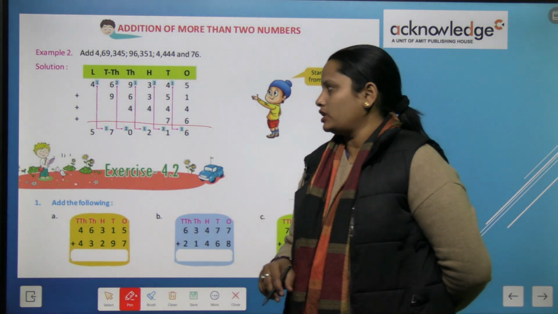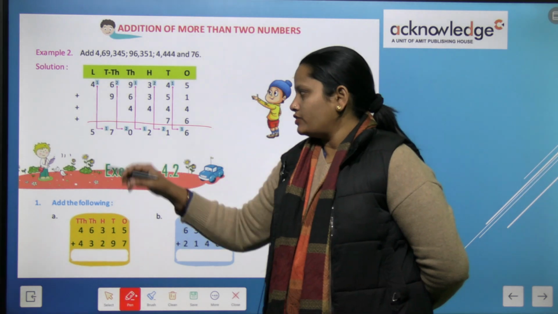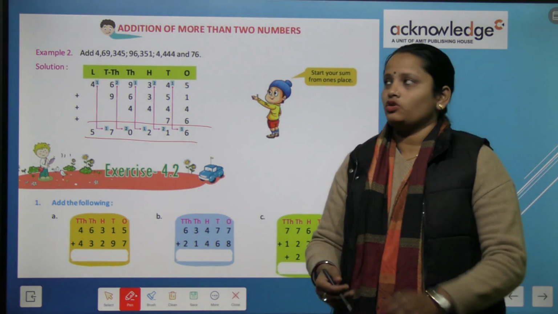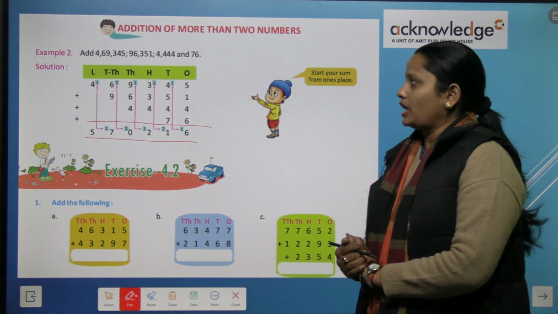Next, 4 plus 1 is 5. So 5 is written here. So here, children, this is our answer. Like this, we have to make groups of any type of number that is given.